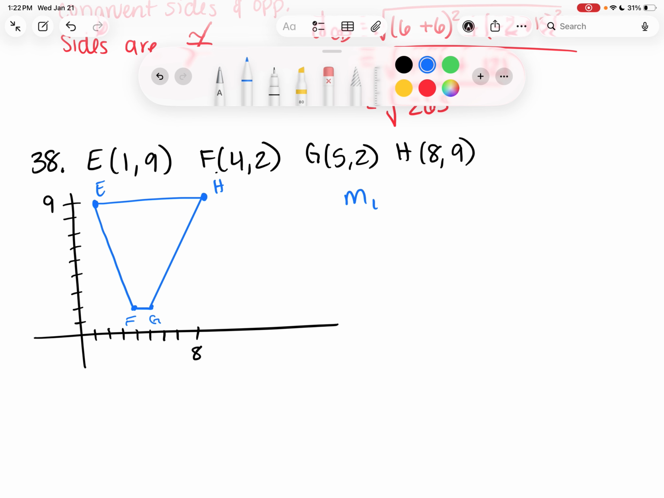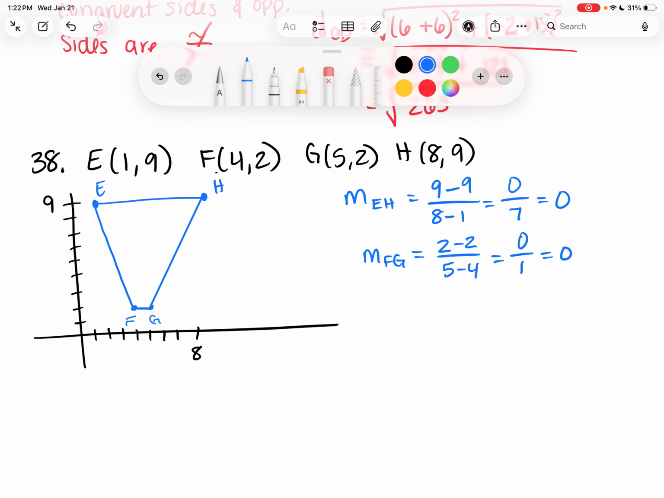Okay, now, if you don't recognize that, then we can do it really quick. So the slope of EH is y2, so 9, minus y1, which is 9, over x2, 8, minus x1, which is 1. 9 minus 9 is 0 over 8 minus 1 is 7, so that's equal to 0. And then FG is the same way. The slope of FG is 2 minus 2 over 5 minus 4. So that's 0 over 1, which is 0. So I've shown that those are parallel. Okay. So EH is parallel to FG.